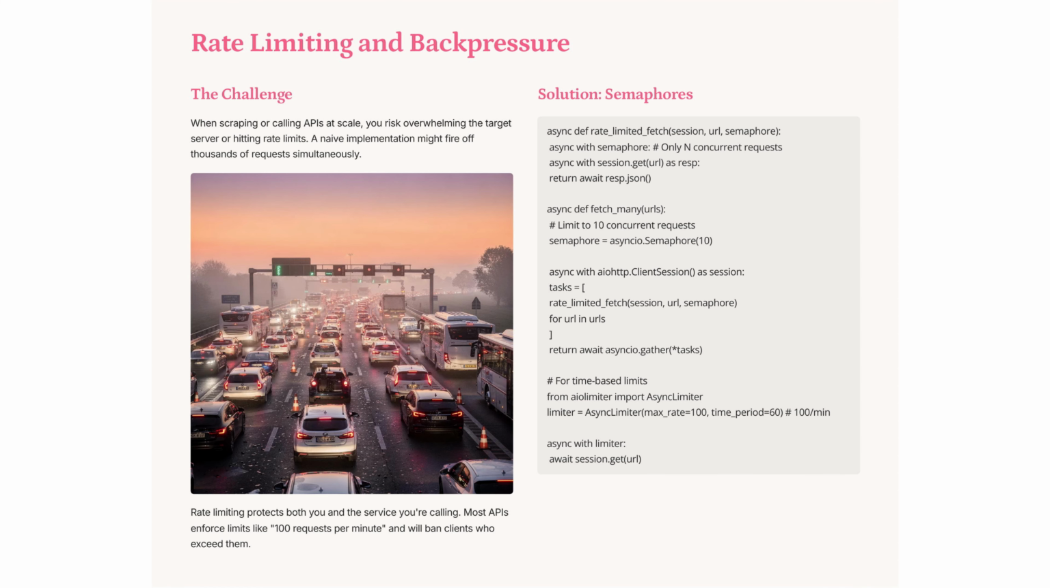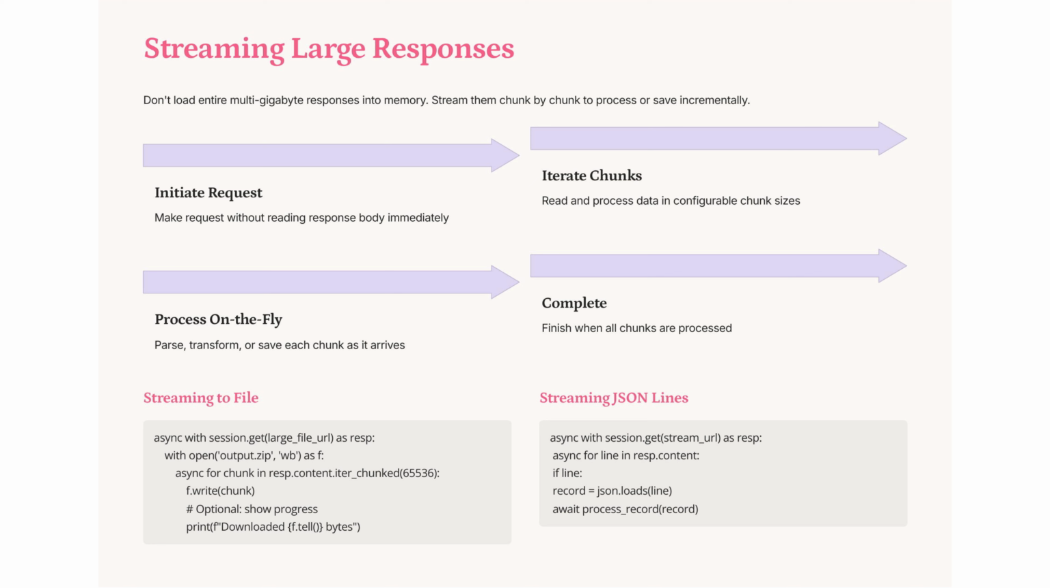Rate limiting is crucial when dealing with application programming interfaces at scale to prevent overwhelming servers. Implement semaphores to control concurrent requests, ensuring compliance with limits like 100 requests per minute. Use async limiter for time-based constraints, allowing only a set number of requests within a specified period, thus avoiding bans and maintaining service integrity. Avoid loading large responses into memory by streaming them in chunks.